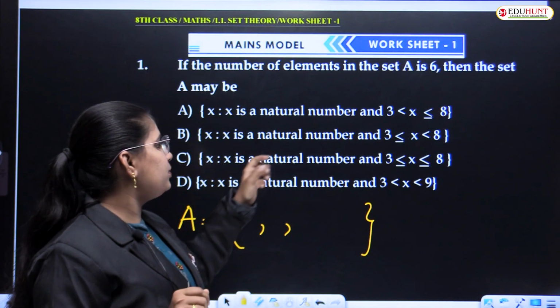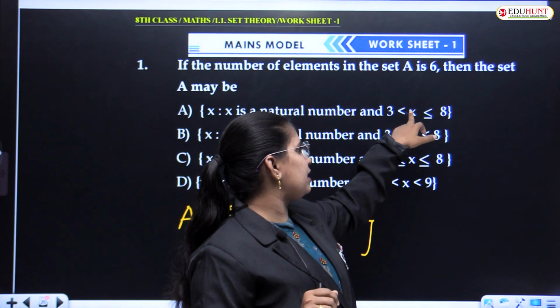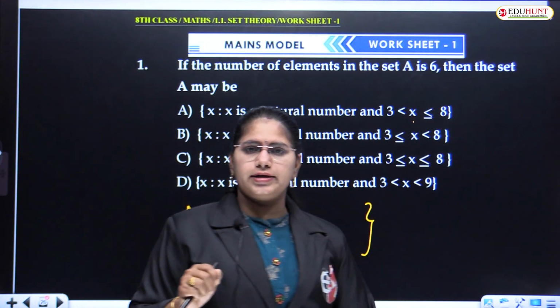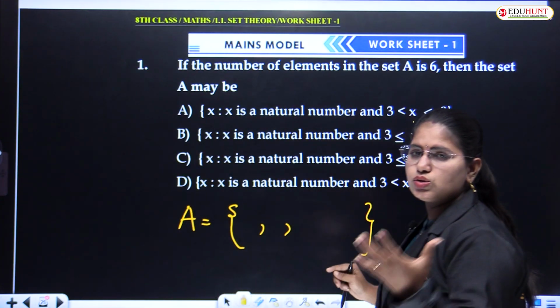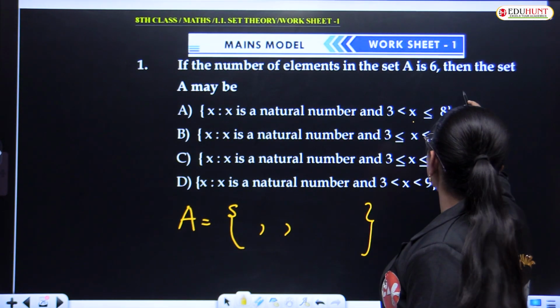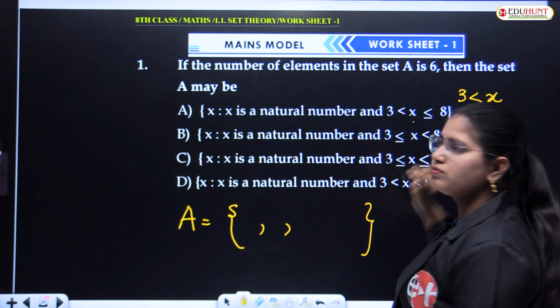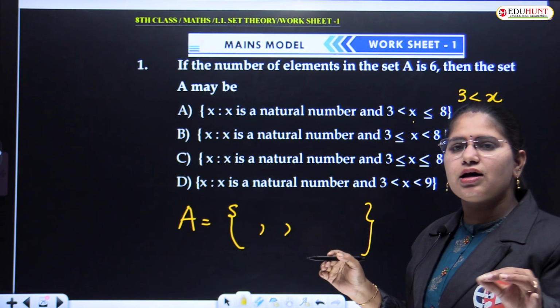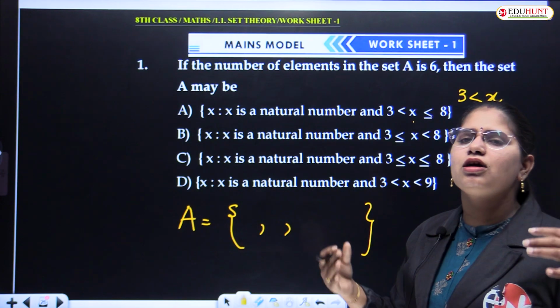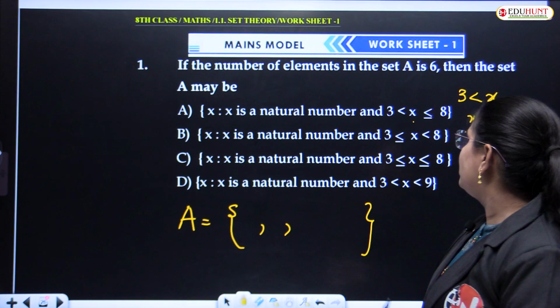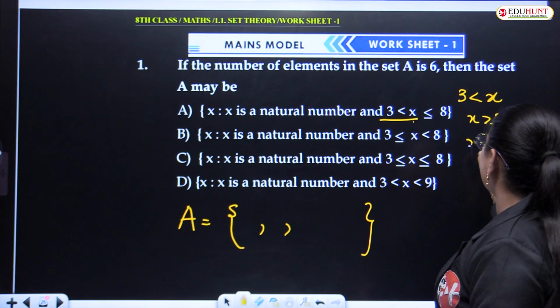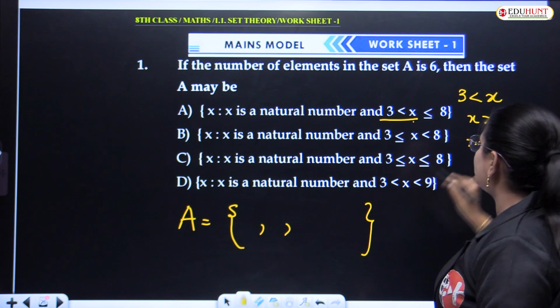Let me check with 3 less than x, x less than or equal to 8. 3 less than x. What do you mean by that? 3 less than x means x greater than 3, right? 3 is smaller than x means x is greater than 3. OK, 3 is less than x and x is less than or equal to 8.